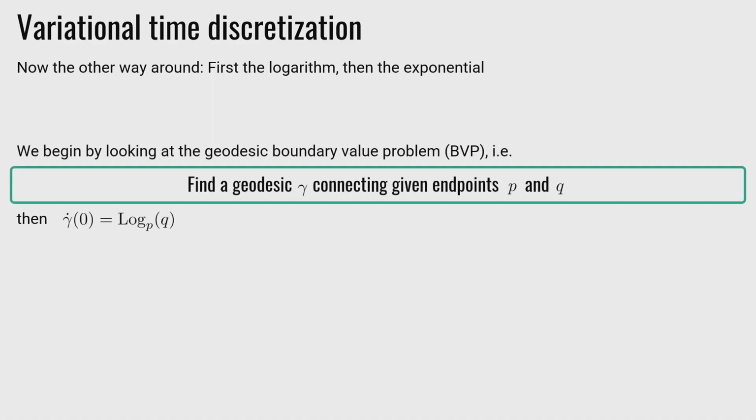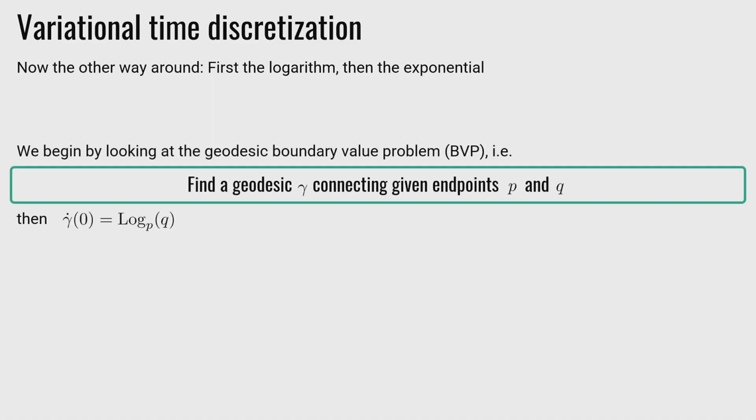So now I want to talk about the variational time discretization, which is sort of our school, I would say, that we have been trained in, and basically the idea is to do it the other way around. Before, we first did the exponential, and then we did a Riemannian logarithm based on this. And here you do it the other way around. We first start with the logarithm, and then we look at the exponential.